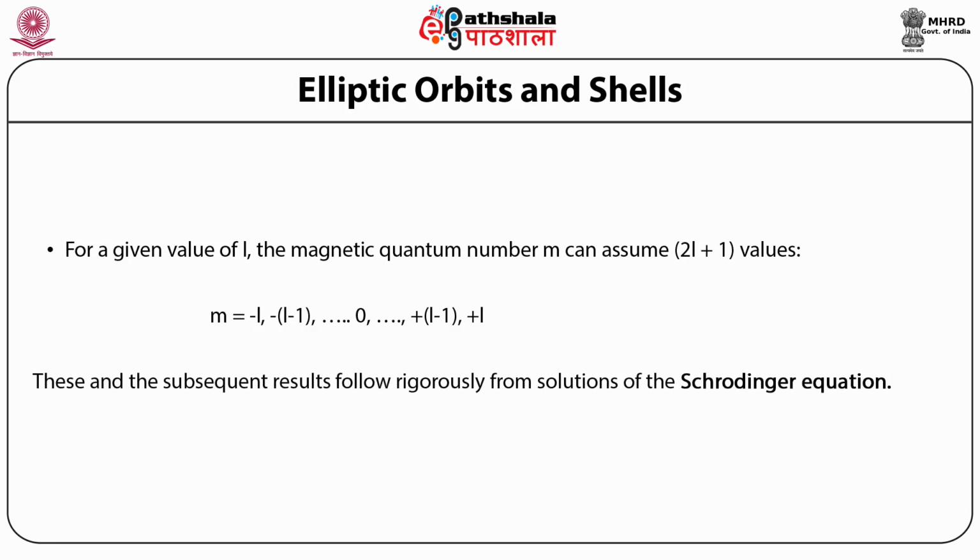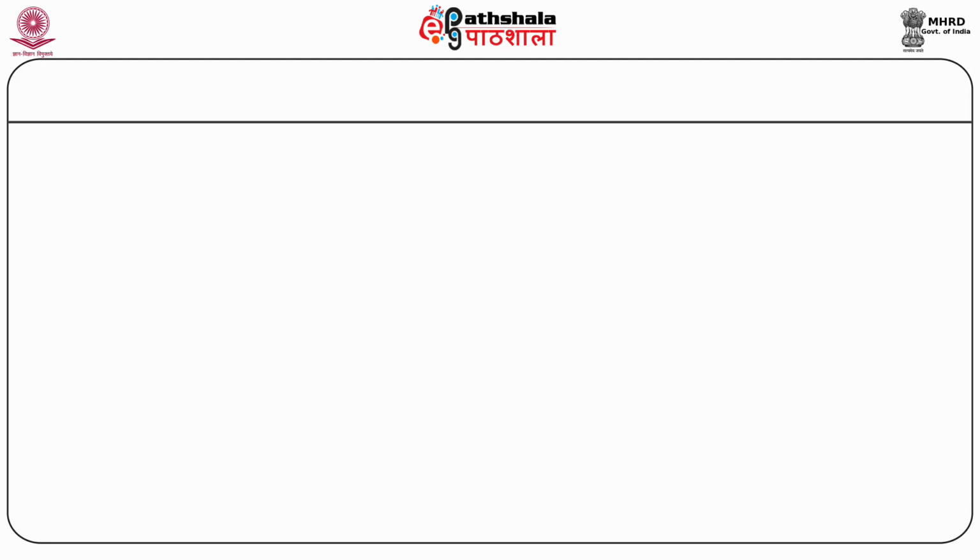But actually, these results, that is the idea of 3 quantum numbers, follow rigorously from the solution of the Schrödinger equation in 3 dimensions, which we'll talk about after 2 or 3 lectures.